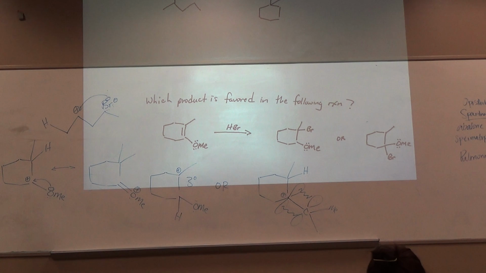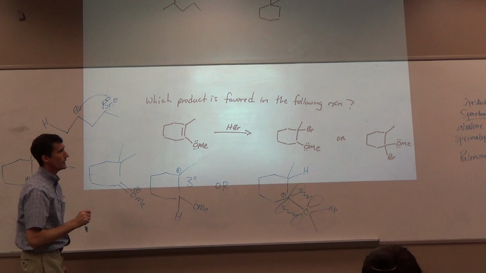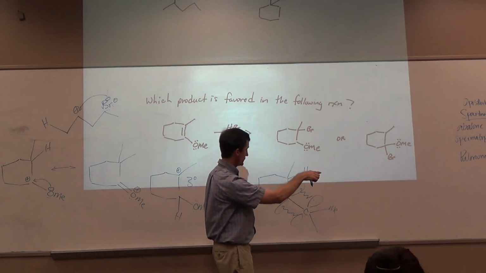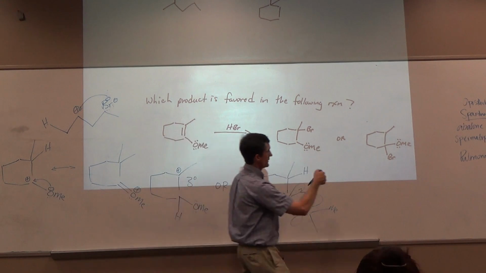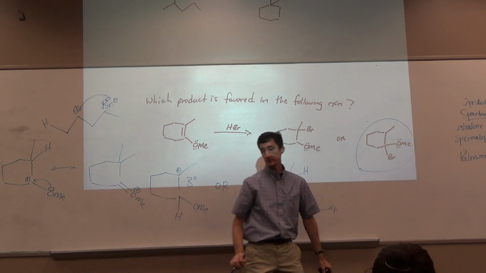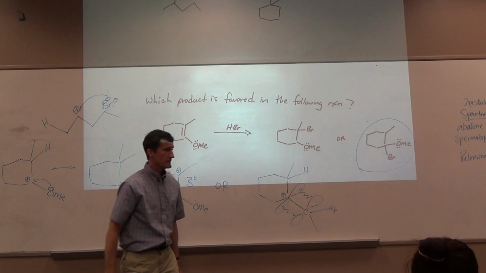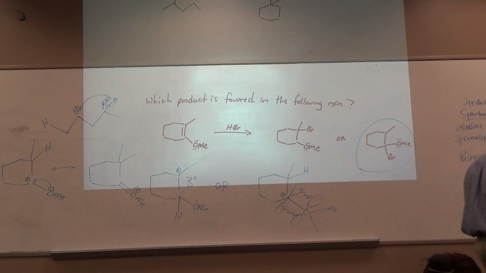This is the first glimpse at resonance stabilized carbocations. Okay, we'll see some more. The preferred product is actually which one? Well, this is the preferred cation. So which is the preferred product? Yeah, that one. Resonance stabilization of a carbocation.